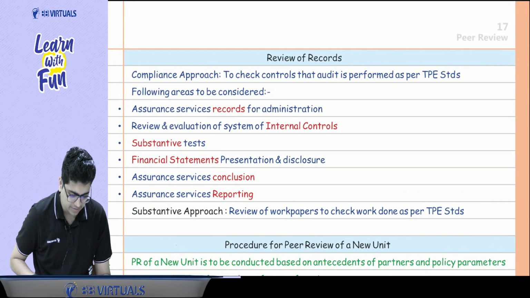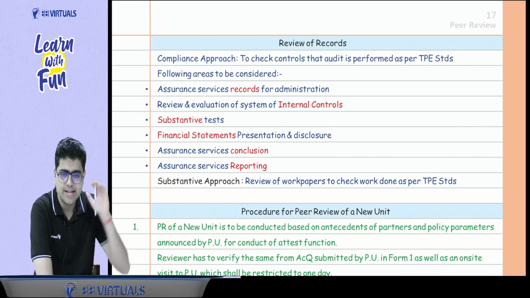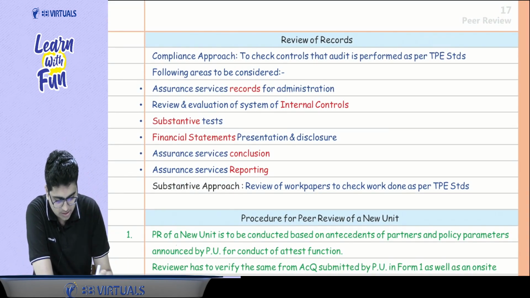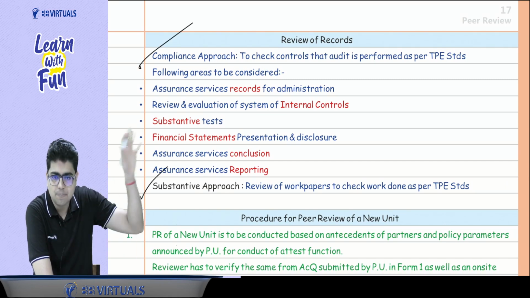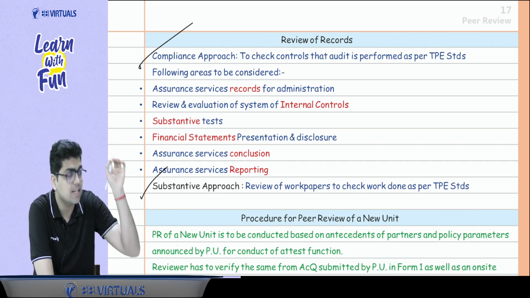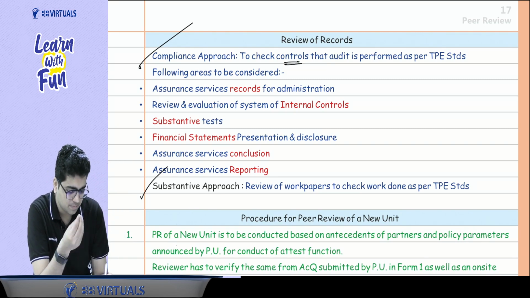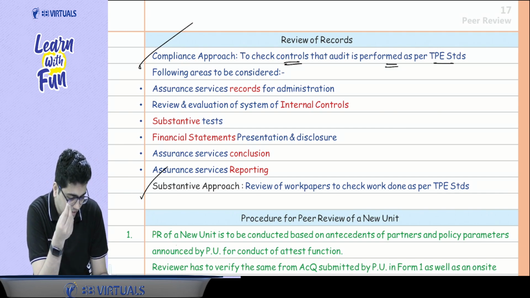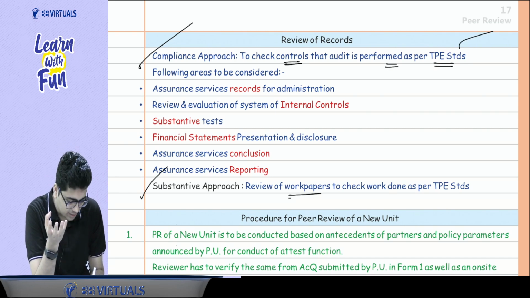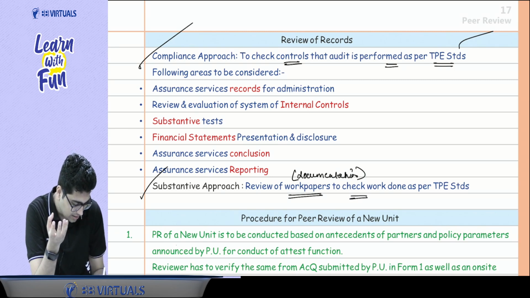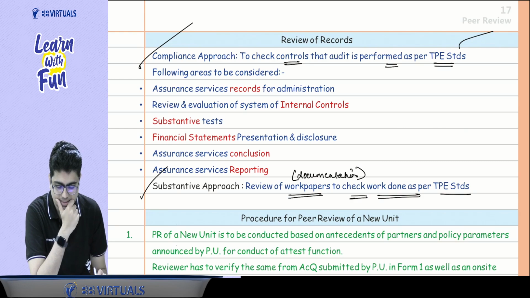It's a very ultra simple point. It says there are 2 approaches that the reviewer can follow. One is the compliance approach, one is the substantive approach. Compliance approach, I have already told you, you need to check the controls, you need to check the policies of the practicing unit, whether they are being performed as per the technical, professional, ethical standards. If I talk about the substantive approach, you are checking the documentation or the working papers to check whether the work is done as per the technical, professional, ethical standards.